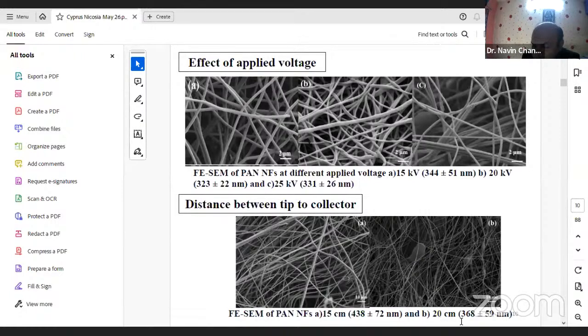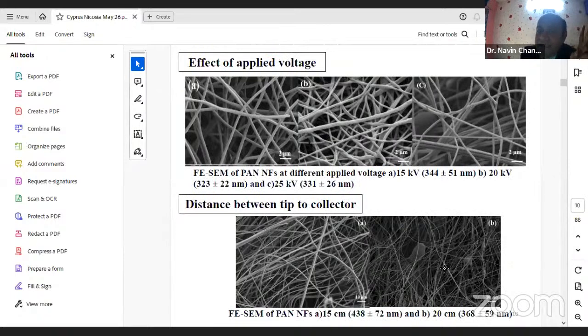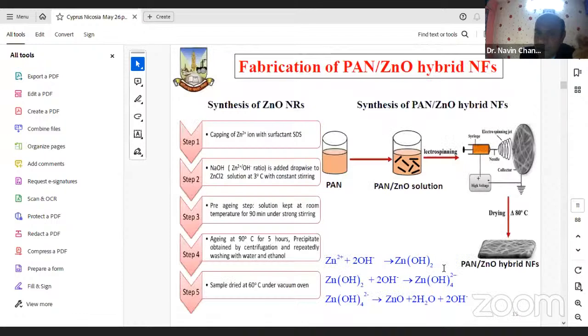And if we go with 20 centimeter, it gives 368 nanometer size. Means every parameter we have to look into, so that we have a very good quality of the fibers in our hand. The first is the concentration of the solution. Second is the applied voltage, and third one is the tip to collector distance.